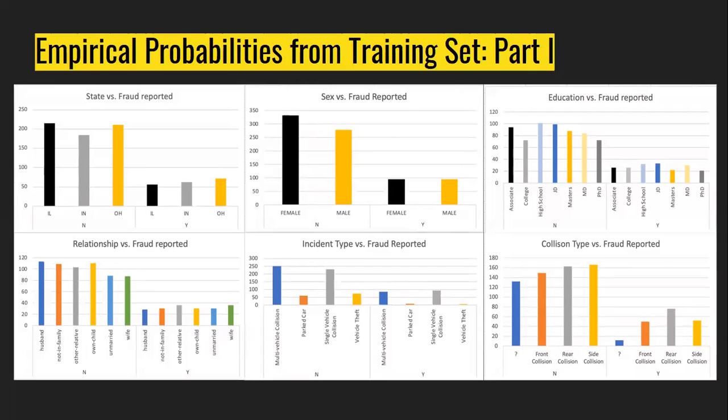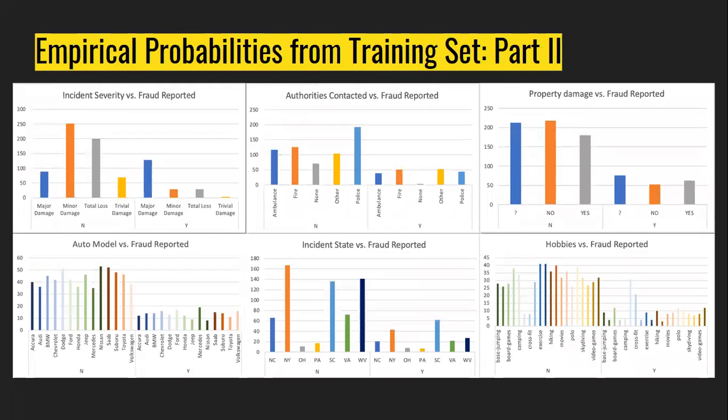So for the categorical columns in the training set that we did include, we made Excel graphs to show the empirical probabilities. In the graph, N means there's no fraud reported, and Y means there is fraud reported. I can go to the next slide.